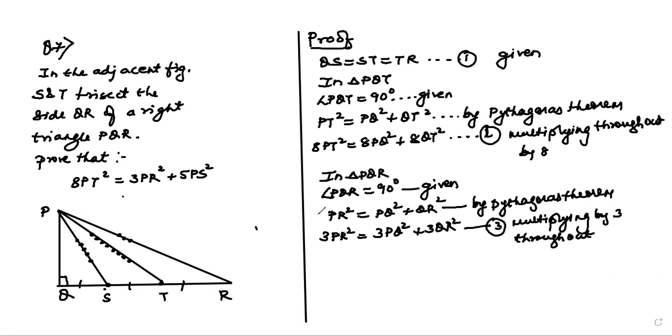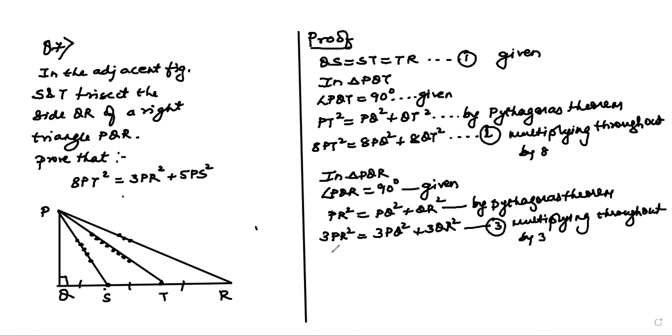Multiplying throughout by 3. Okay, multiplying throughout by 3. The next, I got this. This is my step number 3. Now I want 5PS square.